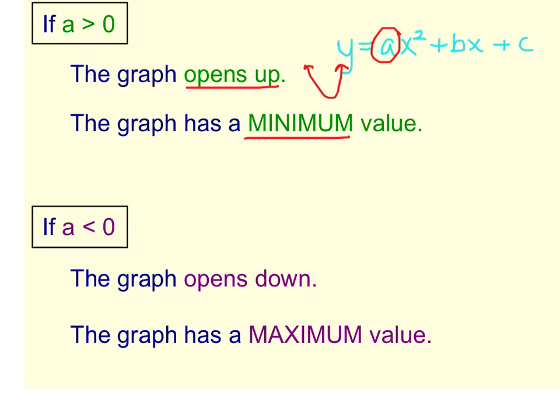If a is less than 0, that means that the graph opens down. So it's going to look maybe something like this. And it has a maximum value. So if you look at the graph, it's going down forever in both directions, but it will not go higher than this point. So that's the highest that it is, giving us a maximum value. So our a value can tell us two things about our graph, which is pretty helpful.